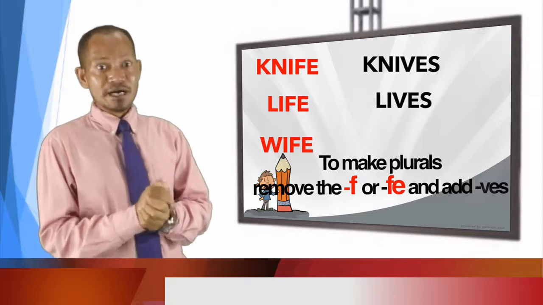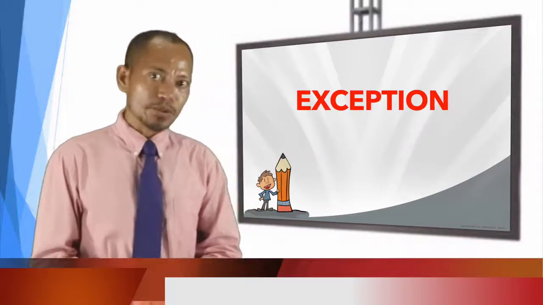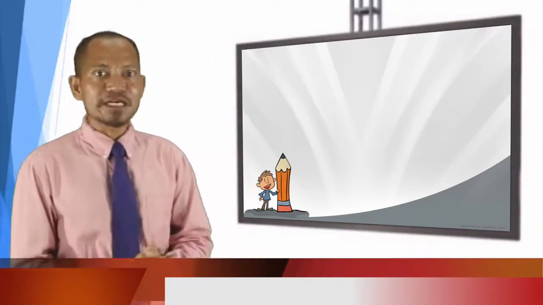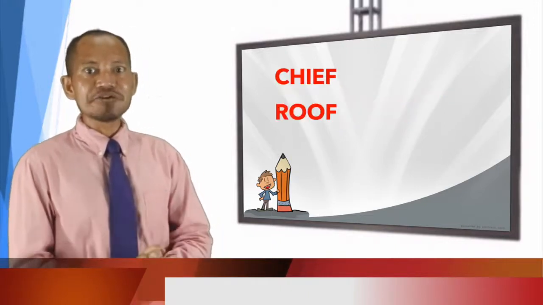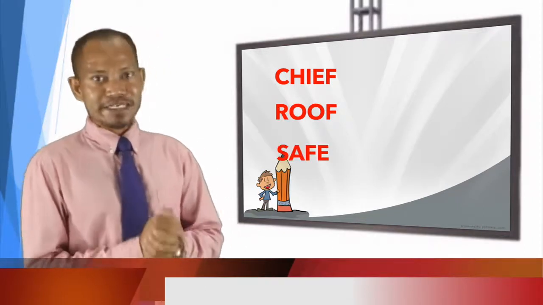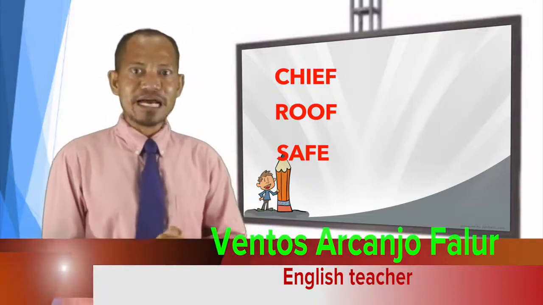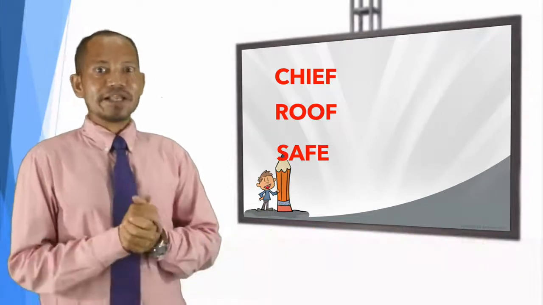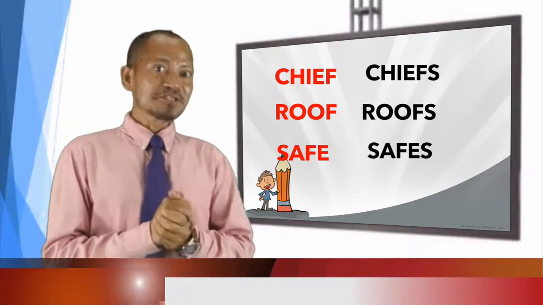knives, lives, wives. However, there is an exception to this rule, where the rule for other singular nouns ending in f or fe cannot be considered equal to the one I just explained. For example, with the following singular nouns such as chief, roof, safe, etc. What makes them different is that these singular nouns are formed simply by adding an s at the end of the noun, and they will be this way: chiefs, roofs, safes, etc.